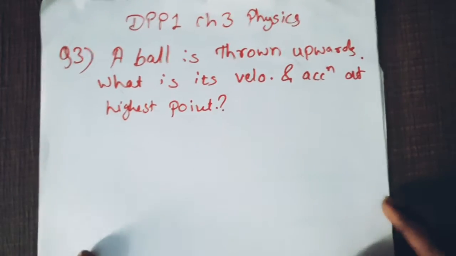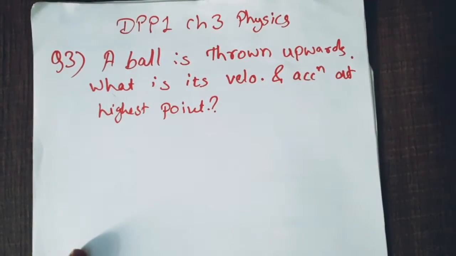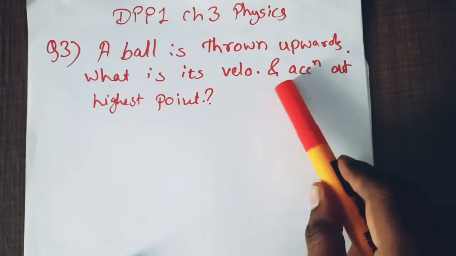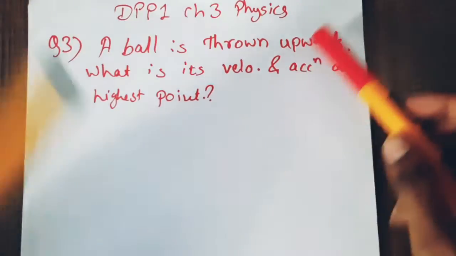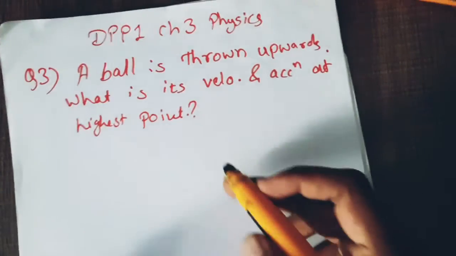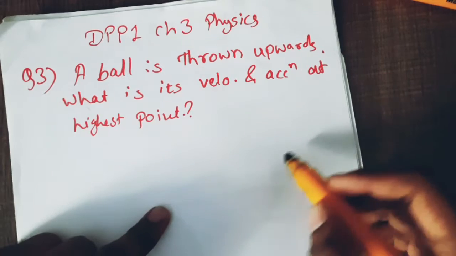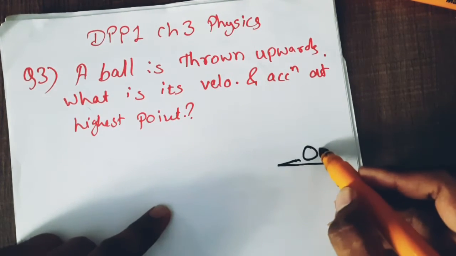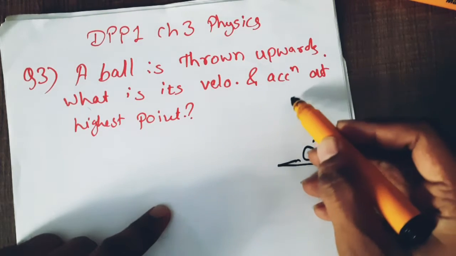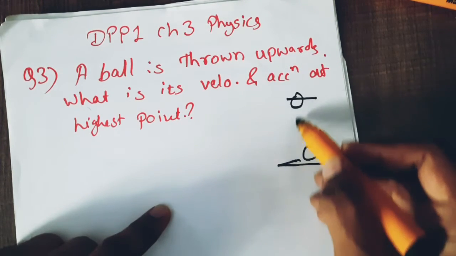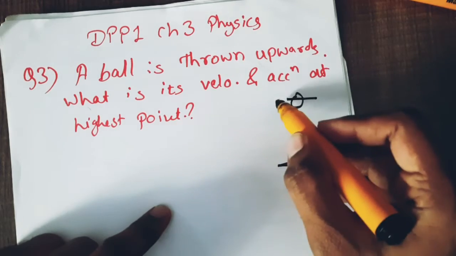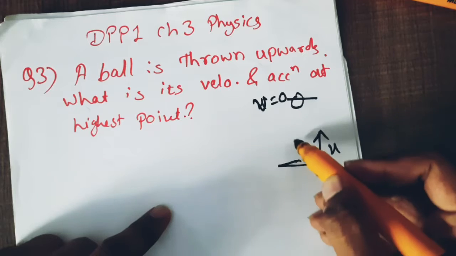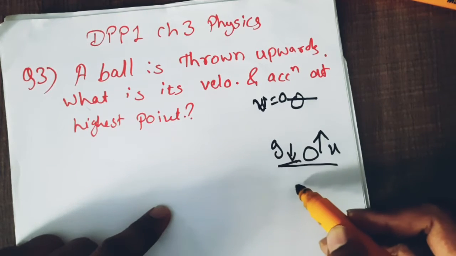Now question number 3. A ball is thrown upwards. What is its velocity and acceleration at the highest point? Again, this is an easy question. The ball is thrown upwards. Let us consider again the same situation. This is the ball, thrown upwards with some velocity u. At the highest point, what will happen? This ball will turn back. So this is the turning point, and at the turning point, what happens? The velocity v becomes 0.